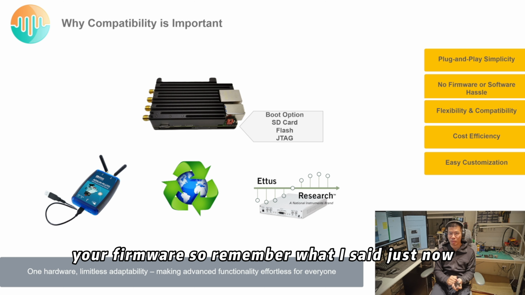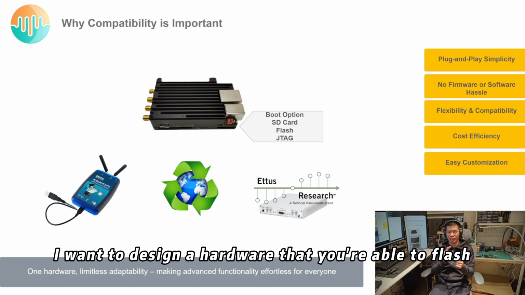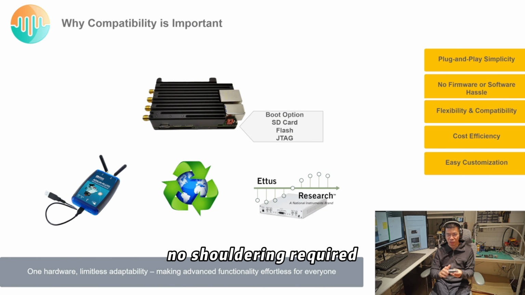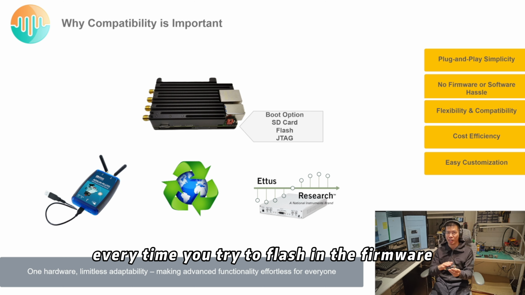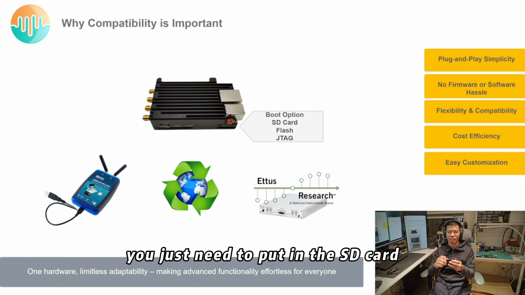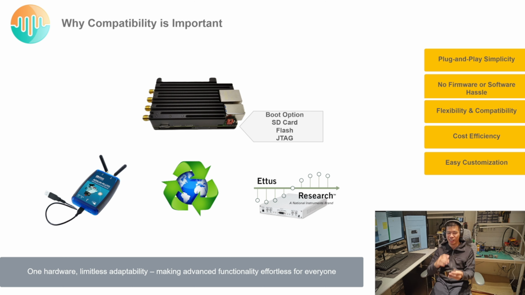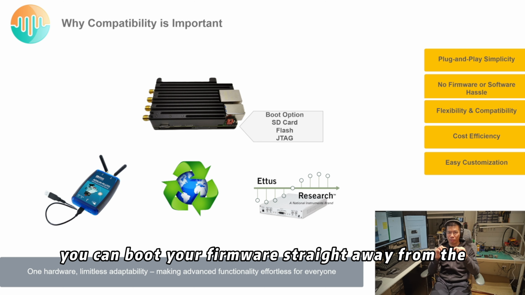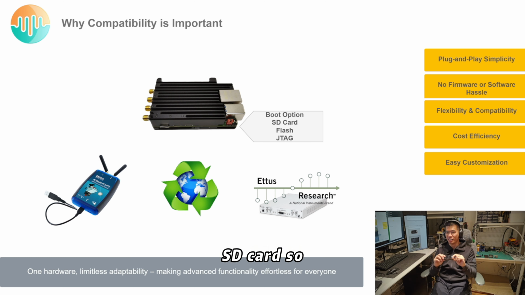So remember what I said just now? I want to design a hardware that you're able to flash the firmware with no soldering required. You don't have to take out the casing every time you try to flash in the firmware. You just need to put in the SD card, set the right jumper, and you can boot your firmware straight away from the SD card.